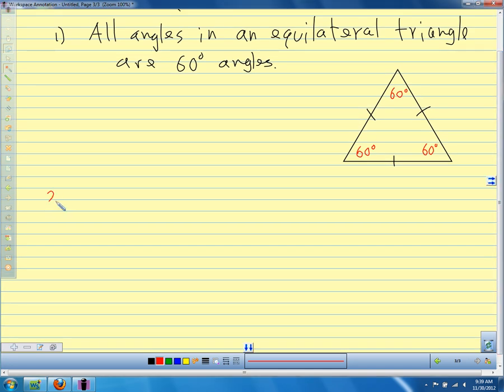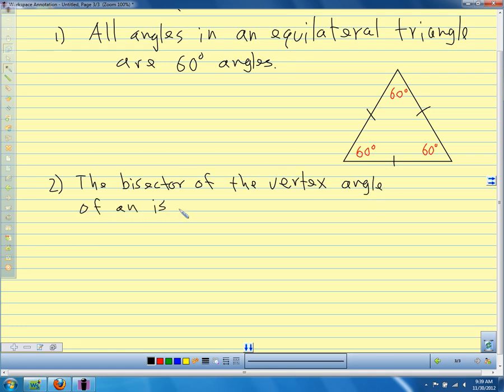Our second one takes a little bit to describe. It sounds a little bit complicated, but it's really not that complicated. The bisector of the vertex angle of an isosceles triangle is the perpendicular bisector of the base.